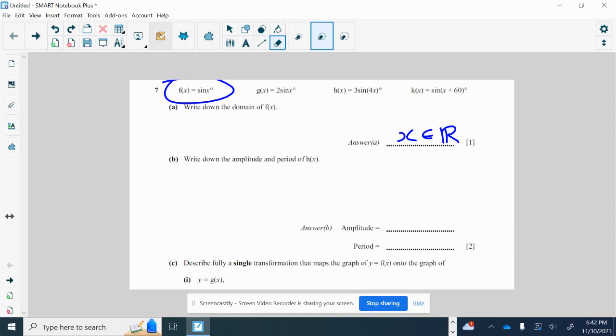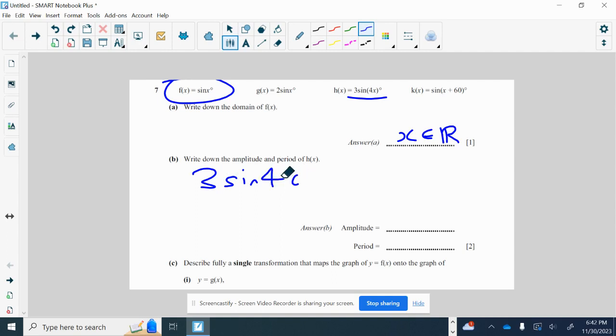So h of x is this one. Okay, so what you have to recognize here is that the coefficient of sine whatever is often the amplitude.